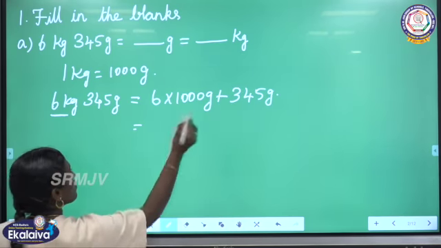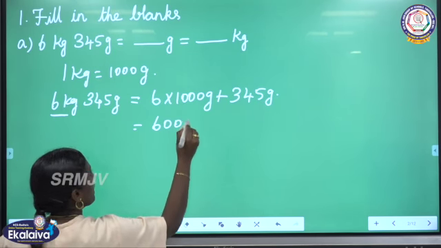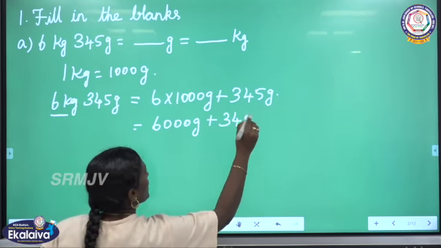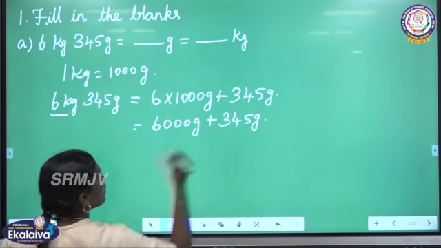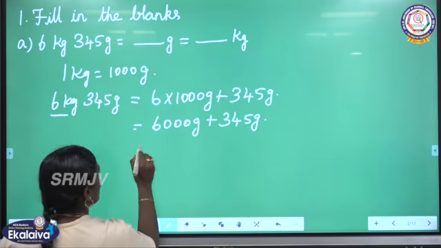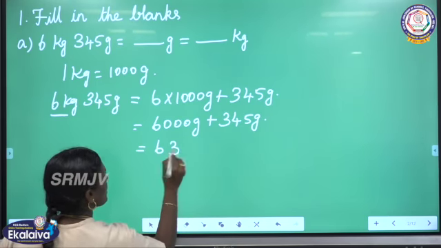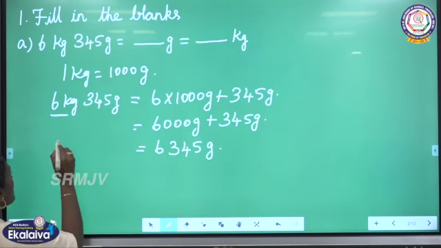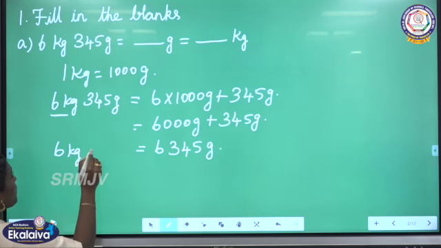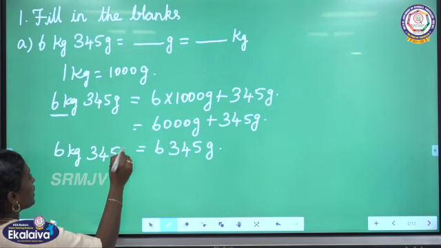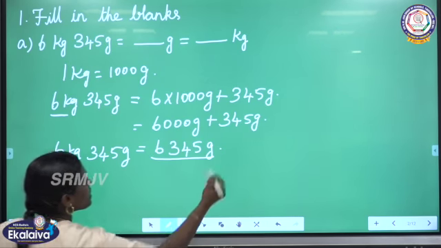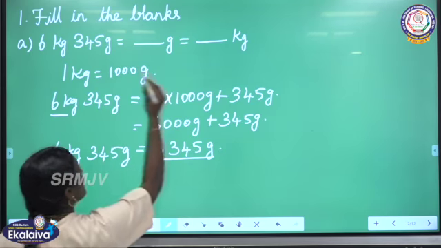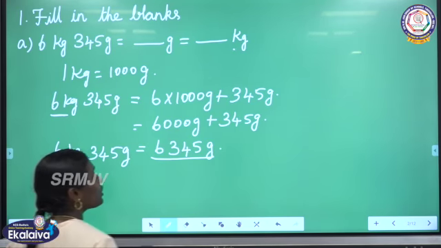Now 6 into 1000, 6000 gram plus 345 gram. Now we have to add these two. Then we will get 6345 gram. Now we got the answer in gram. So 6 kilogram and 345 gram is equal to 6345 gram.